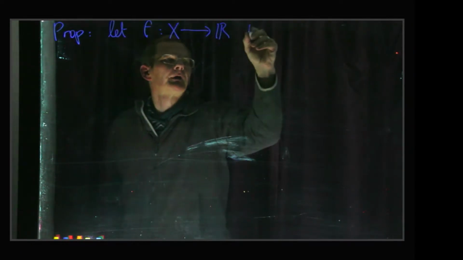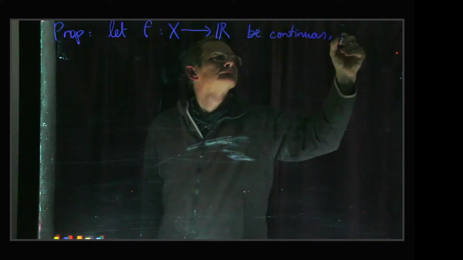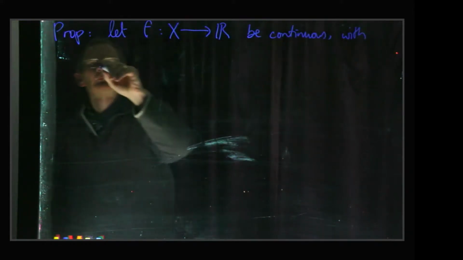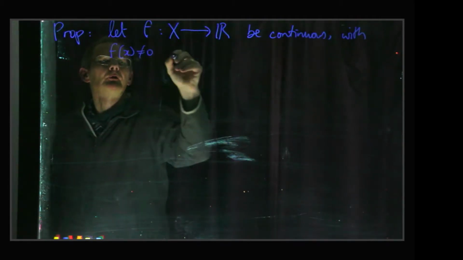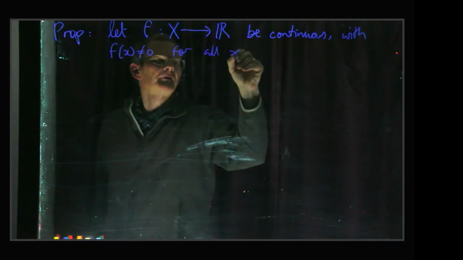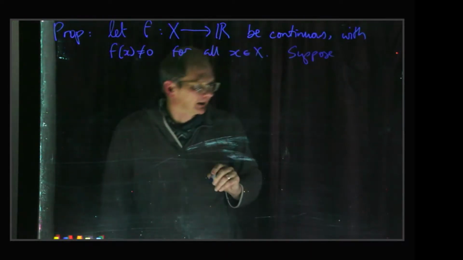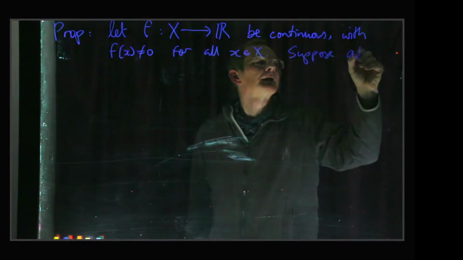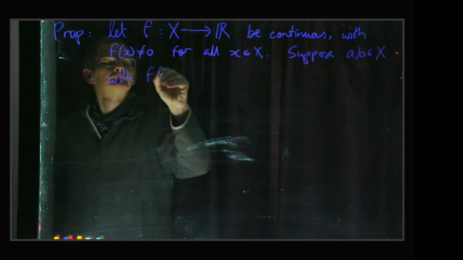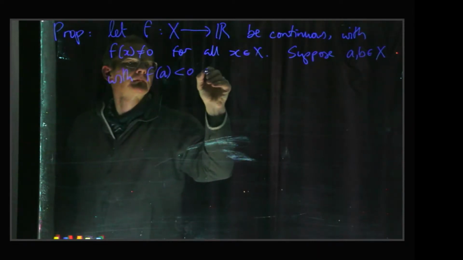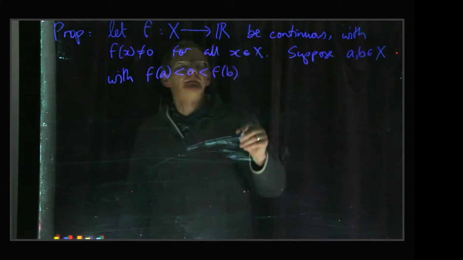So suppose we've got a continuous map f from X to the reals. And we're going to suppose it's never zero. In other words, f of x is not equal to 0 for all x in X. And let's suppose that we've got points A and B in X. f of A is negative and f of B positive. Or it could be the other way around, but this will do.